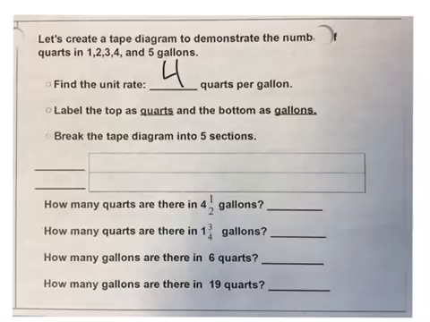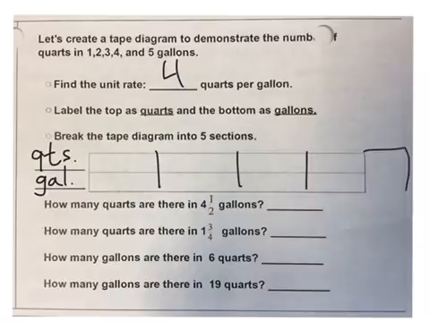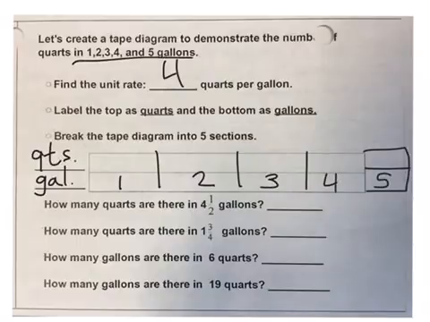So we're going to go ahead and label the top as quarts and the bottom as gallons. You're going to have to divide this into 5 sections. I'm going to make a section on the end. So it's going to be 1 gallon, 2 gallons, 3 gallons, 4 gallons, and 5 gallons, okay? Because we want to know how many quarts there are in each one of these.